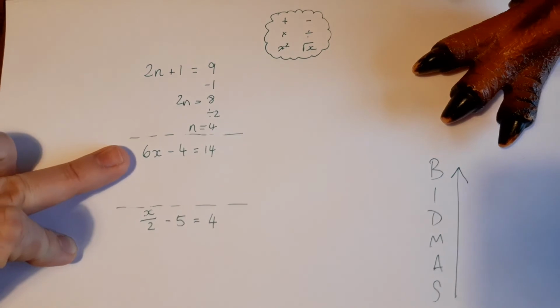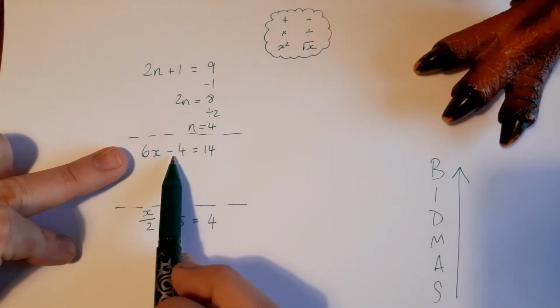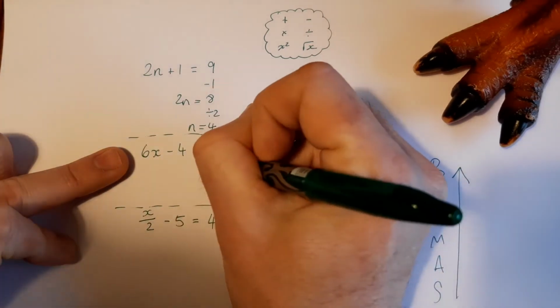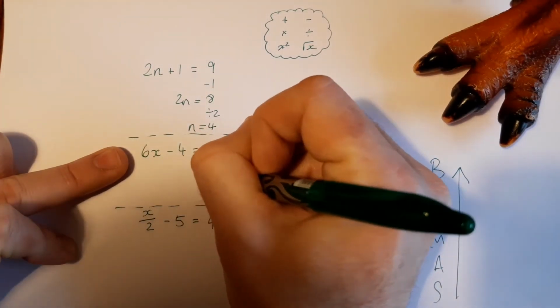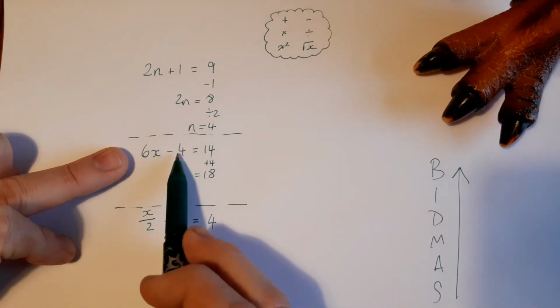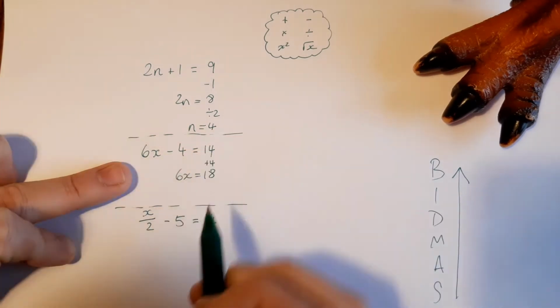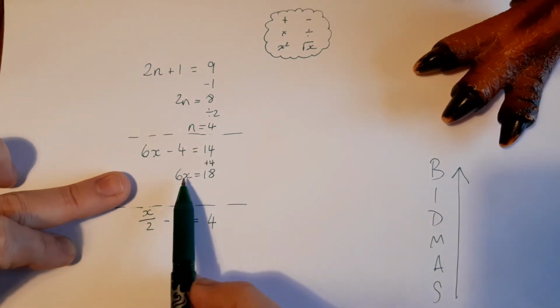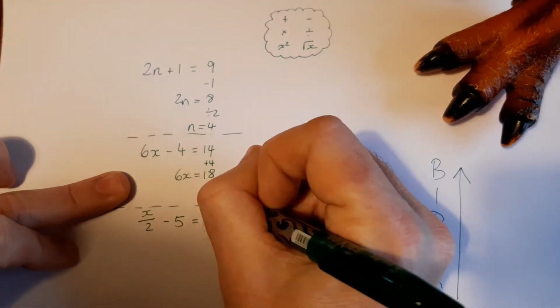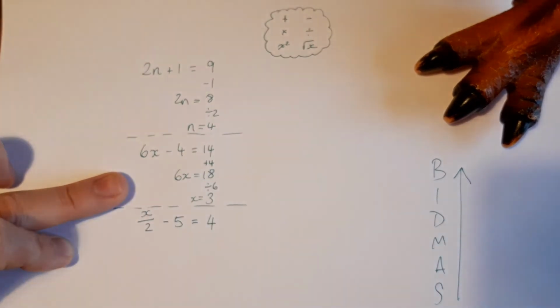We've got 6x minus 4 equals 14. Let's work backwards. 14, the opposite of take 4 is plus 4. 14 add 4 is 18. That minus 4 has been effectively removed. 6x is all we have left. That's times by 6, so let's do the inverse of that, divide by 6. 18 divided by 6 is 3.